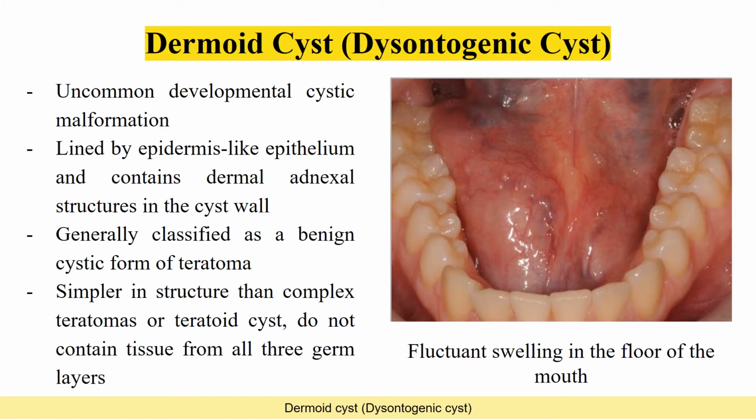Next is dermoid cyst, which is also known as odontogenic cyst. It is an uncommon developmental cystic malformation lined by epidermis-like epithelium and contains dermal and adnexal structures in the cyst wall. Generally, it is classified as a benign cystic form of teratoma, and dermoid cyst is simpler in structure than the complex teratoma or teratoid cyst, as it does not contain tissue from all three germ layers. As you can see on the right side, it is a clinical picture showing a fluctuant swelling in the floor of the mouth.